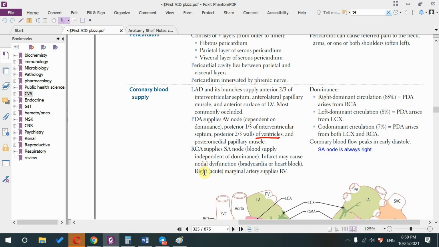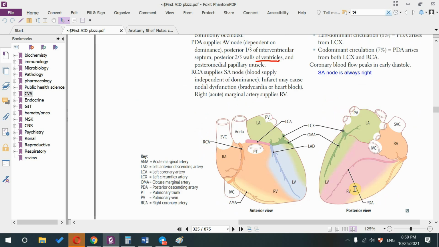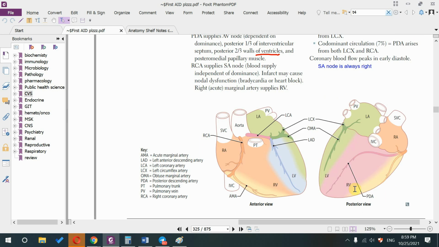The right acute marginal artery supplies the right ventricle. So there is something called the marginal arteries, guys. And that marginal artery originated from what? So they write the following. Right marginal supplies the right ventricle. So the marginal artery that comes from the right coronary artery, where is it? Yeah, here it is. This one, AMA. It supplies your right ventricle. And that's everything about the heart supplement.